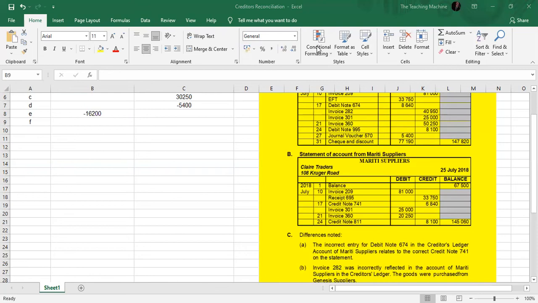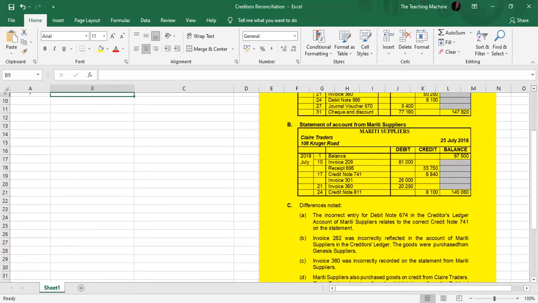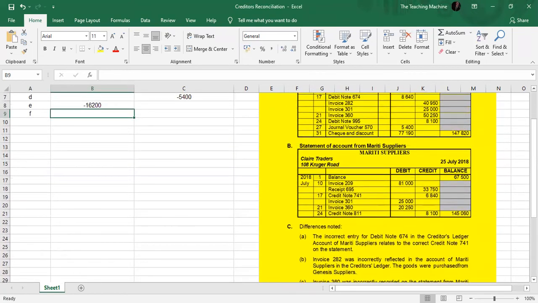Natasha, are you still fine? Yes. Okay. Now let's look at the last one. Number F. The statement reflects transaction up until 25 July. The statement reflects transaction up until 25 July. But now when you look here, it's up until 31 July, but this one it's up until 25 July.